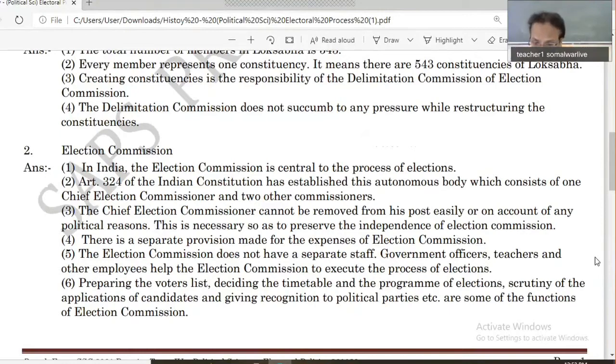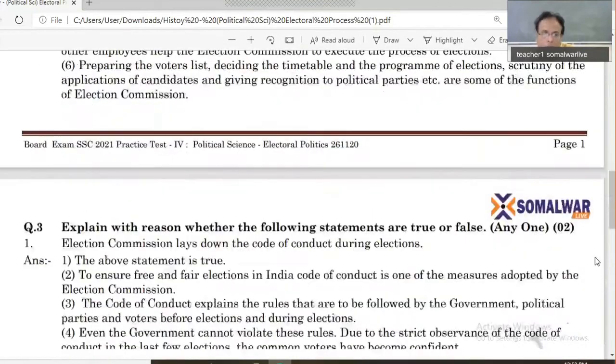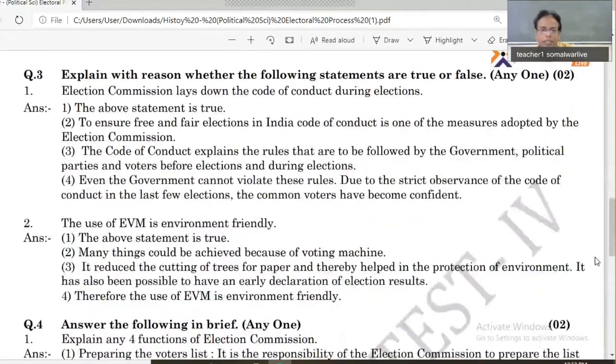Last point should be added for what they are, etc. These are some of the functions of the election commission. This should be there anyhow if such a question is asked. Now explain with reason whether the following statements are true or false.